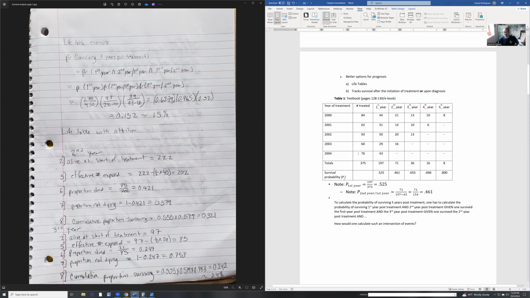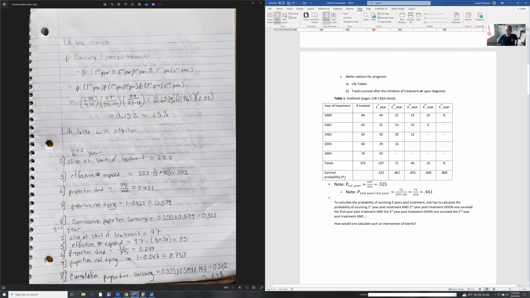So the last year, in this case, was 2004. We had 76 people entering. Those folks were only able to be followed for 1 year, because then the study funding dried up. So we had a total of 375 people receiving treatment. So we could calculate the probability of surviving 1 year, 2 years, 3 years, 4 years, and 5 years.